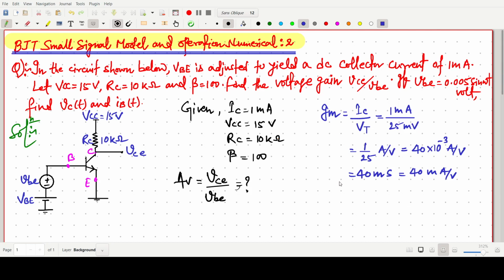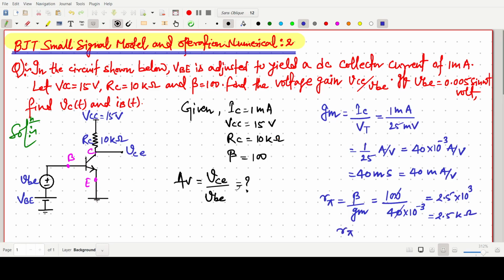Generally, transconductance we write in terms of millisiemens or milliampere per volt. That's why we have written it like this, because we have to go for the small signal model, the hybrid pi model, which we will draw for this circuit. The other thing that we require is r pi. So r pi equals beta by gm. The beta value is given as 100, divided by 40 milli, meaning 10 to the power minus 3. So simply we can write 2.5 into 10 to the power 3, which is nothing but 2.5 kilo ohm.